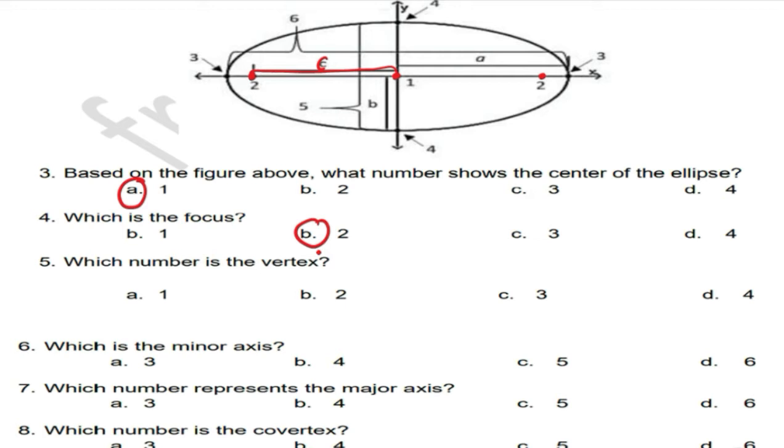Pag sinabi natin major axis, yun yung sa longer side ng ating ellipse. So this will be our vertex, which is number 3. So number 3 is letter A. This will be our answer.